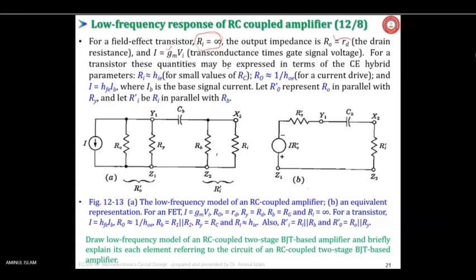For a transistor, these quantities may be expressed in terms of hybrid parameters. RI equals HIE. We know that. Yes or no? Yes, sir. HIE is what? Input resistance. For small values of RC. And RO equals 1 upon HOE. That also we have studied recently. And I equals HFE IB, current gain times IB, where IB is the base signal current. And RO prime represents RO in parallel with RY. That we have already discussed. And RI prime equals RI parallel RB. And these two represent RI prime, and these two in parallel combination represent this one. Okay.